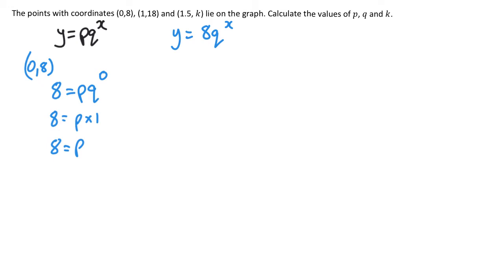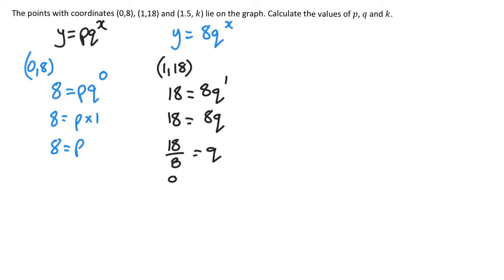What we can do next is then substitute in the other point, (1, 18). So 18 is a y value, so it would be 18 equals 8 q to the power of 1. So that's 18 equals just 8q, so q to the power of 1 is just q. And then if I divide through by 8, I get 18 over 8 equals q, and that simplifies to 9 over 4, or q equals 2.25. So now my equation is y equals 8 times 2.25 to the power of x.